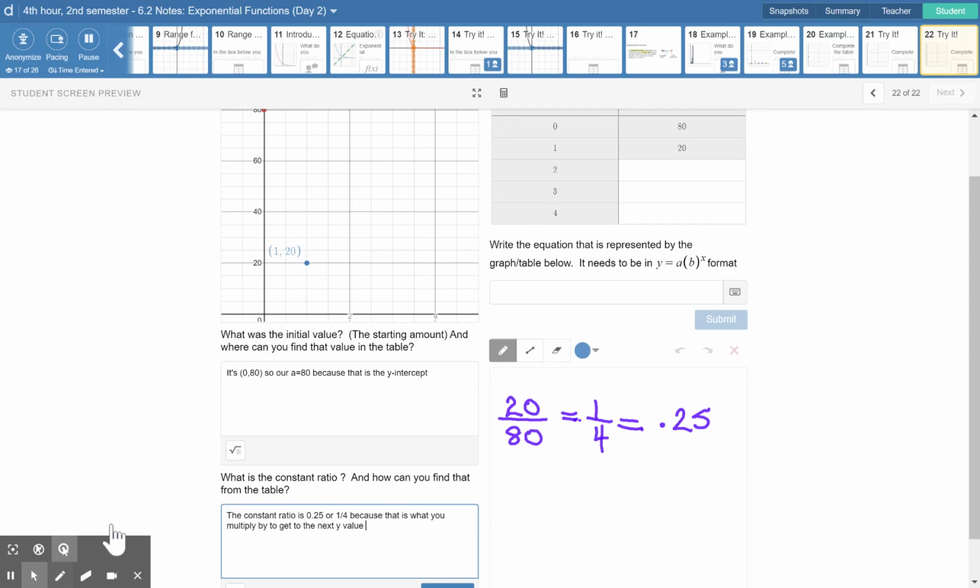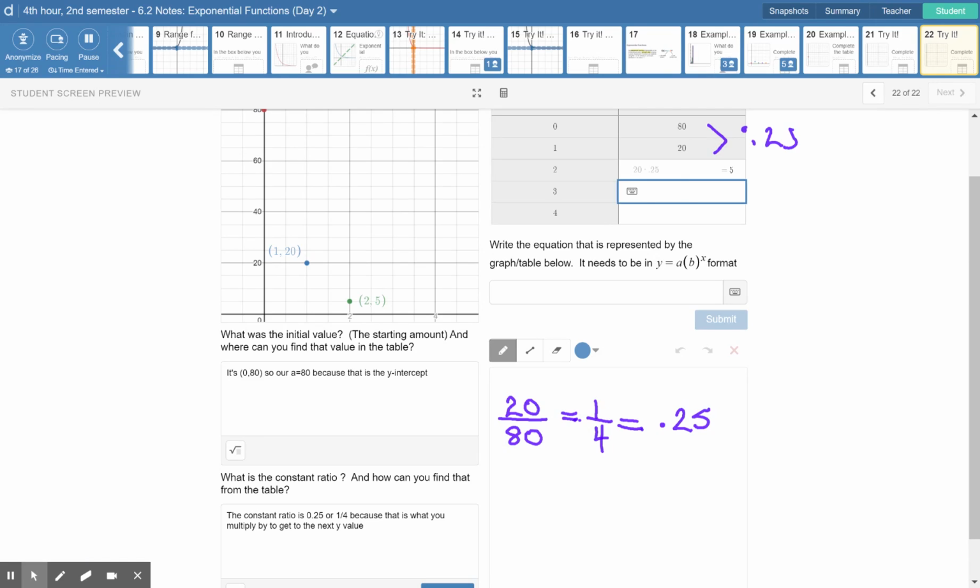So let's verify. If I put this into the calculator, 80 times 0.25, I'm going to get 20. Now use the table to get you the next one. 20 times 0.25 gets me 5. 5 times 0.25 gets me 1.25. 1.25 times 0.25 is going to get me even a bigger, I guess I should say a smaller number, 0.3125.